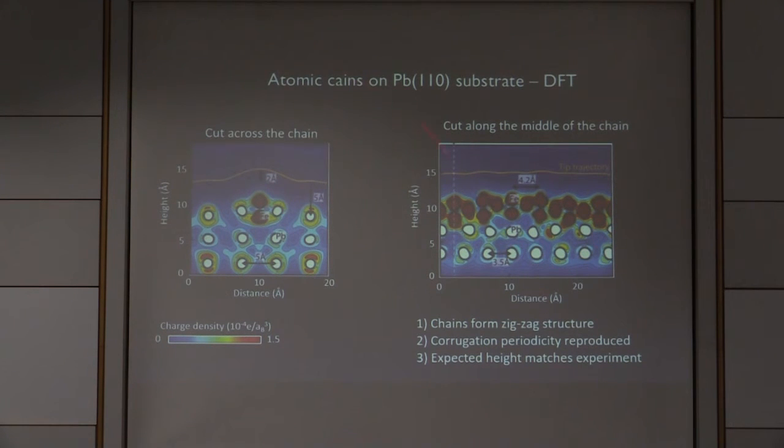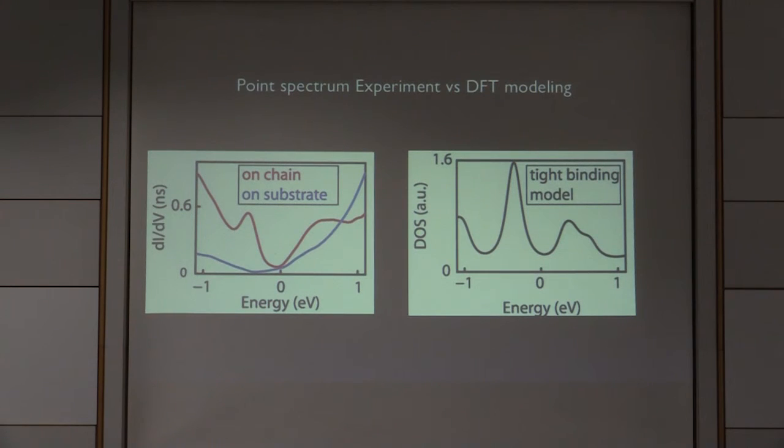And furthermore, one step beyond, which I'm not sure how much is trustworthy, is that if you take this structure and use a tight binding calculation, you can actually reproduce some density of states. So this is the experimental density of states on the chain and on the substrate. Basically you have some peaks in the density of states of the chains at approximately plus minus half a volt. And these are also reproduced using a tight binding model based on the structure given by DFT.